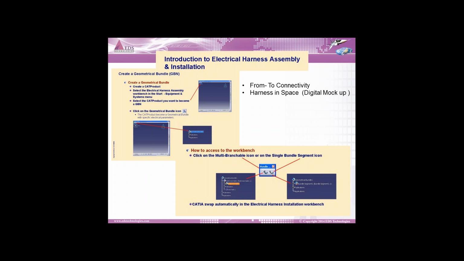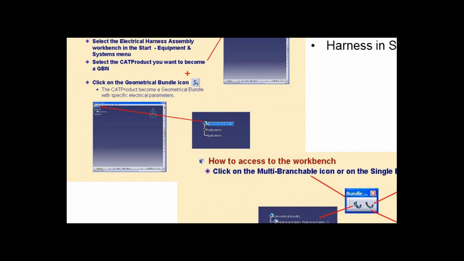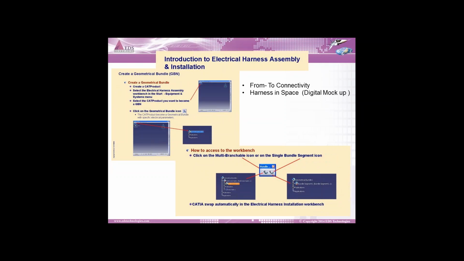So the first point you need to understand is that without a geometrical bundle, you cannot create any of your harness. The first foremost requirement in electrical CATIA is the GPF, the geometrical bundle segment. Unless this geometrical bundle is there, you cannot create it. Number two, when you create any of the bundles, you can have two formats: one is a multi-branch and the other is a single bundle segment.